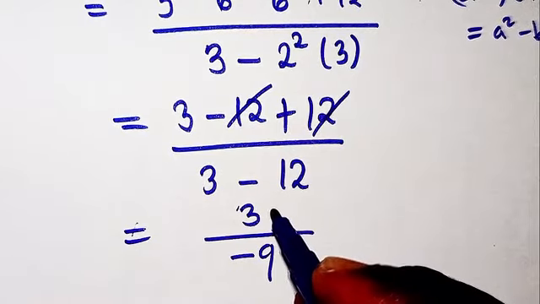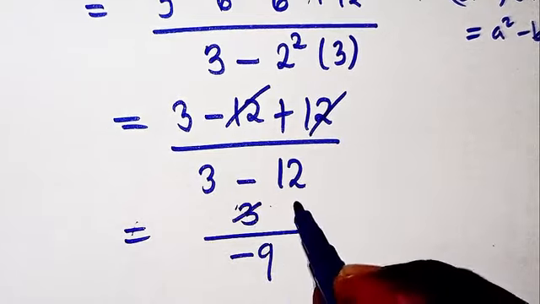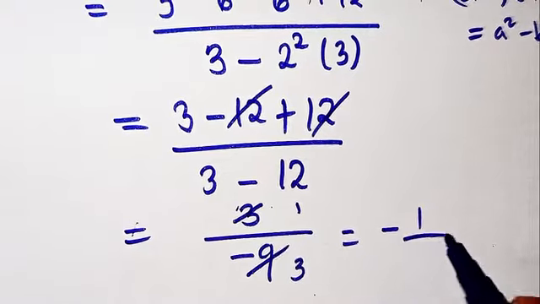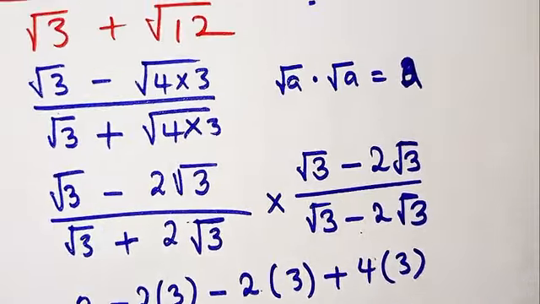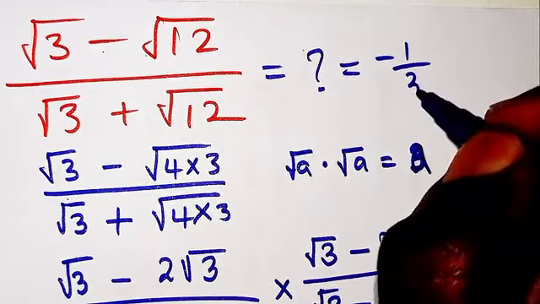So 3 here, 3 here, we have 3. So we have the final answer to be minus 1 over 3. So therefore we have what? We have a solution here to be minus 1 over 3.